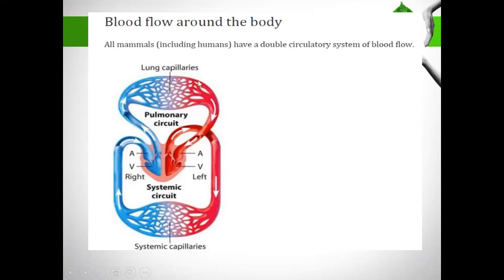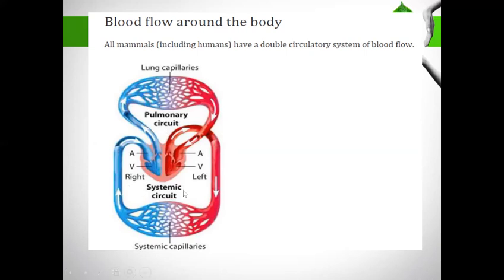And then oxygenated blood enters into the left atrium through the pulmonary vein. So this circulation is also between the heart and the lungs. This type of circulation is called pulmonary circulation, because pulmonary circulation means the circulation between the heart and the lungs.